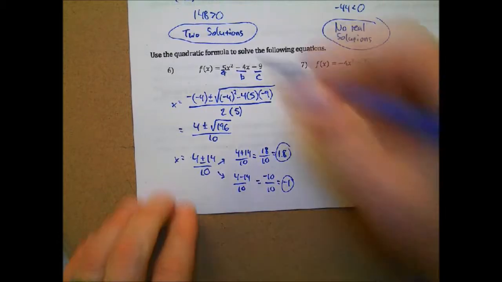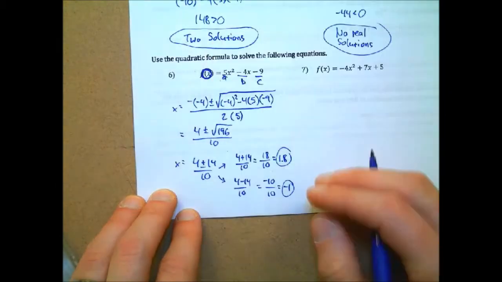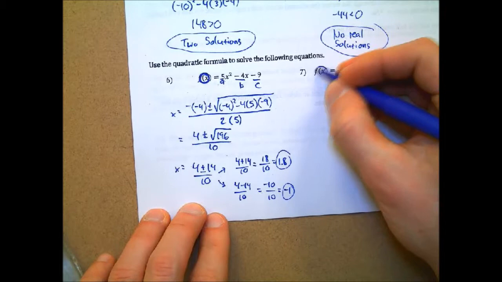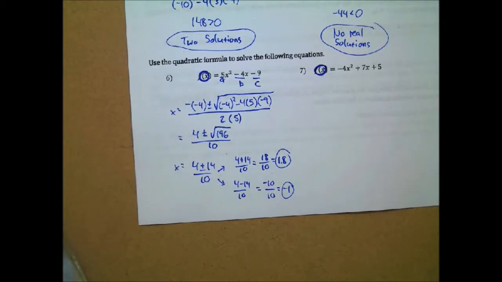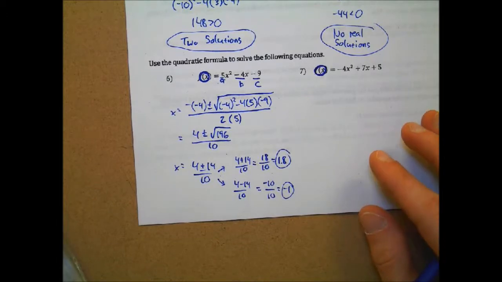By the way here, folks, for these equations, this should really be equal to 0. Okay, that should really be equal to 0 there. Same thing over here for number 7. These should be equal to 0. It's not really right when we just say f of x equals that, and it's a little bit of bad math there, but oh well.